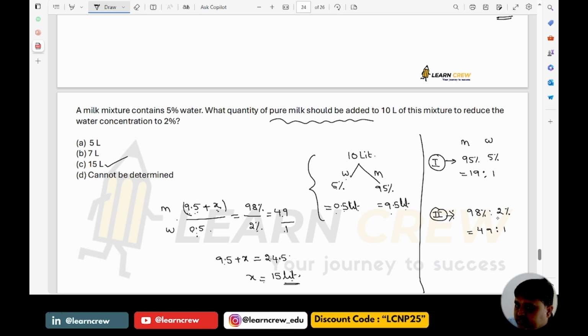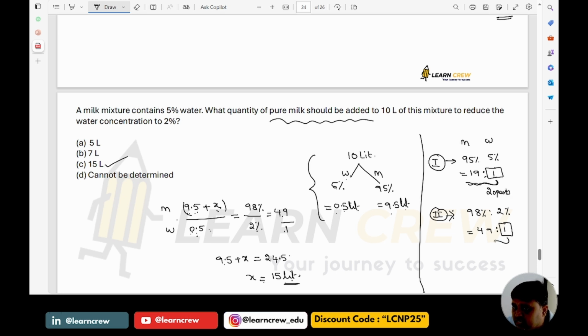So if you see here, what do you understand? Understand clearly. Initially or finally, water quantity does not change. Water initially you have 0.5, finally also you have 0.5 liter only. But you have added only milk. Yes or no? So this one part of water is there initially. Here also one part of water is there. But in the total mixture here it is 20 parts.